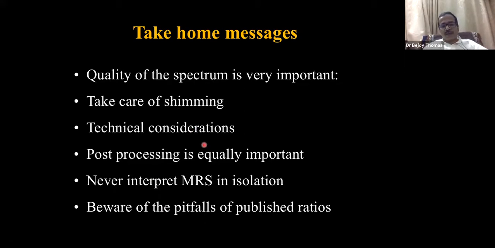The technical considerations are much more important in MR spectroscopy compared to routine sequences. Post-processing is equally important, because I told about the not reported in the literature reversal of NAA, which is just a phase reversal which can be corrected with the phase processing. And never report MRS in isolation.